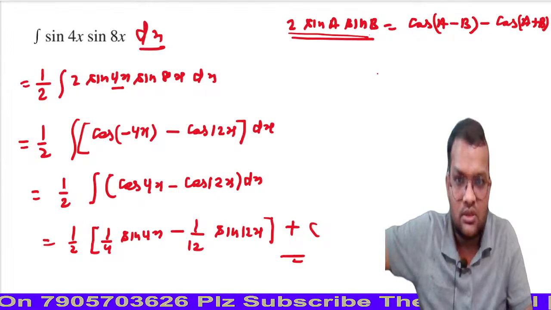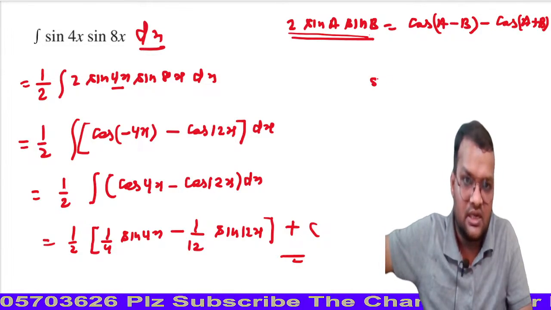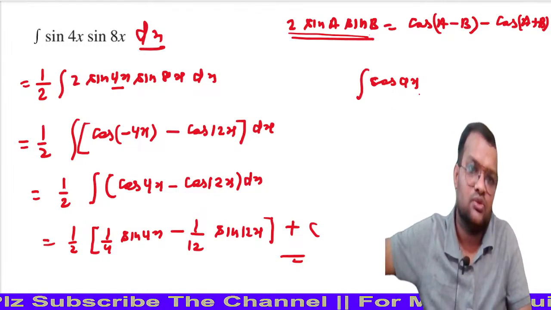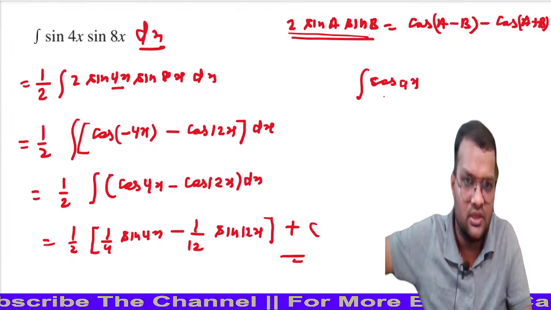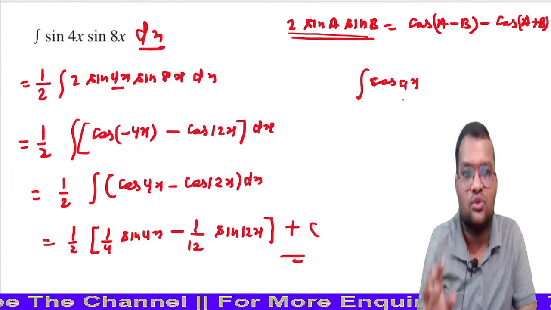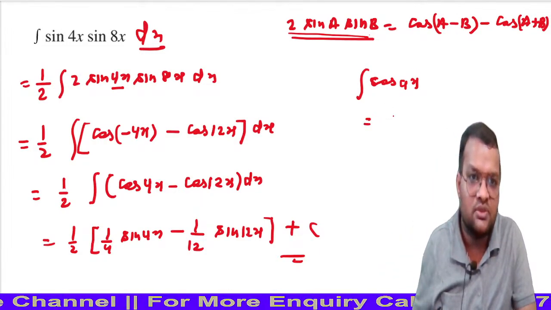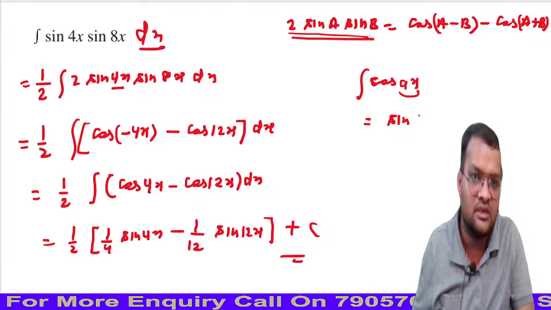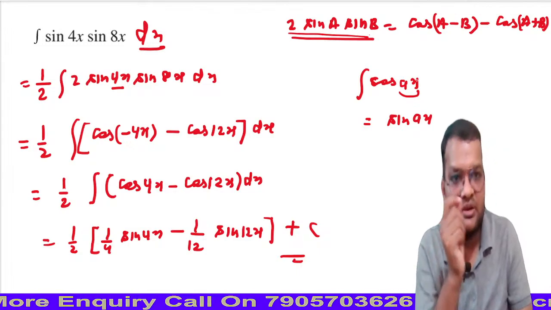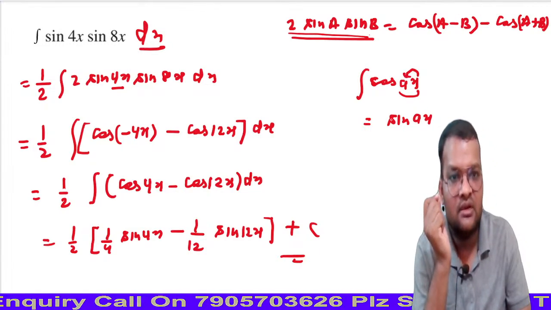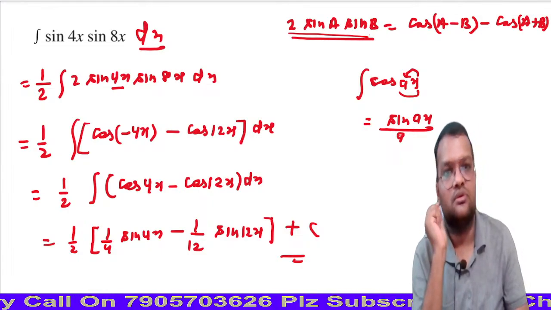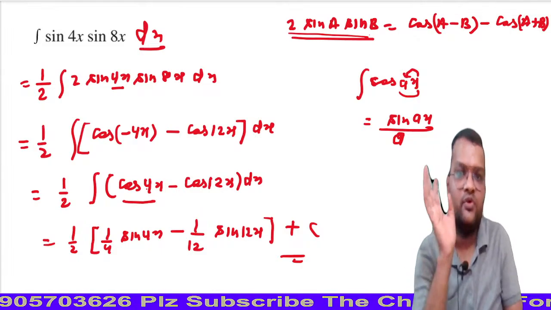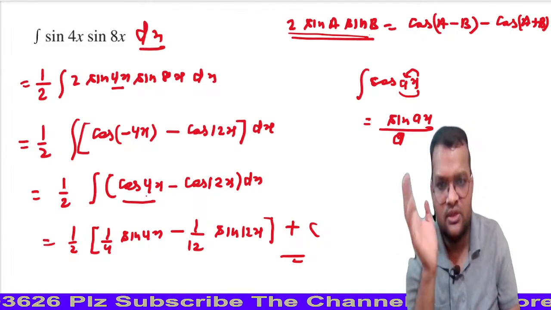If you didn't know, see here. If cos ax is written here, you need to make the integration. So how do you do it? You simply integrate cos x, it becomes sin x. Sin x means you can write sin ax, and whatever you multiply in x you divide by a. So you can use it in a direct way. There is a 4 multiplied with x, so you will divide by 4.